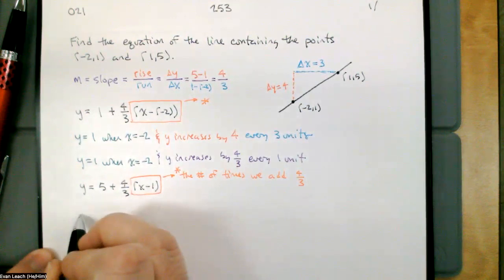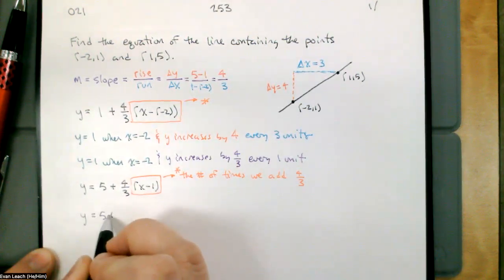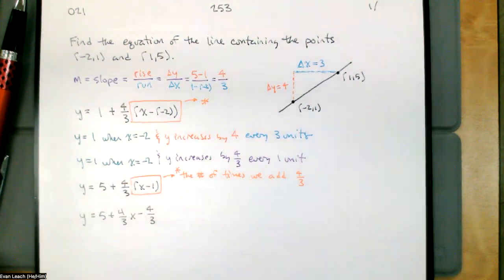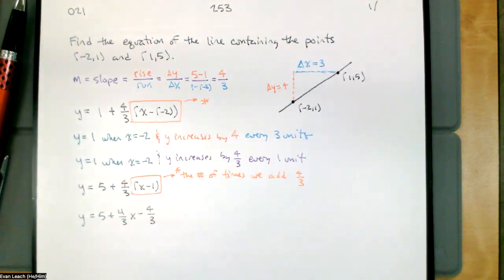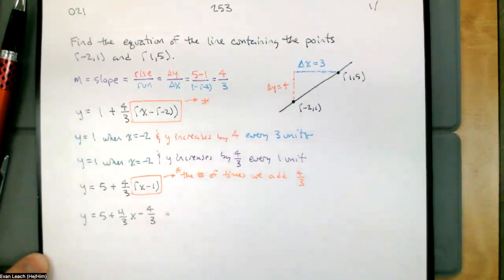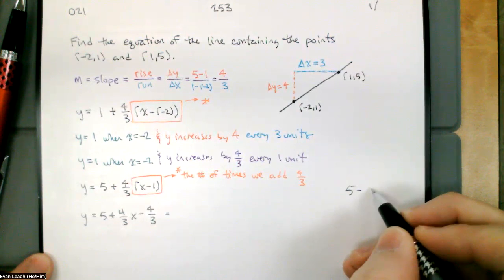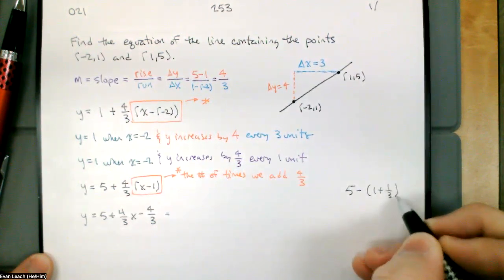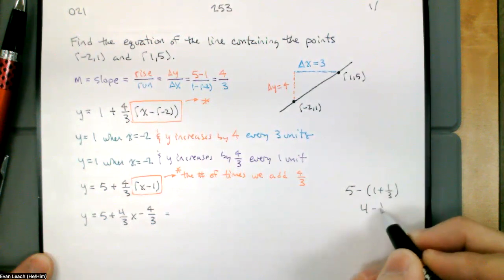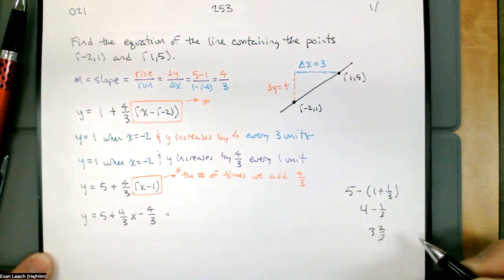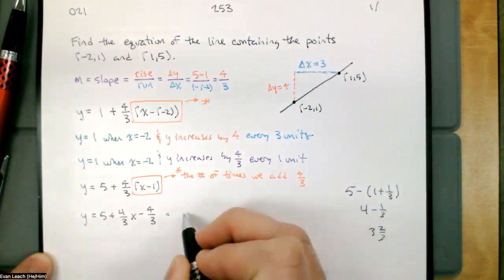But if we multiply all this out, we have 5 plus 4/3 x minus 4/3, just use the distributive property. And then 5 minus 4/3 is 5 and -4/3. What's 5 and -4/3? So 4 and -1/3. Wait, there's another word for that. What is it? 3 2/3? Is that right? I think that's right. No one's contradicting me.